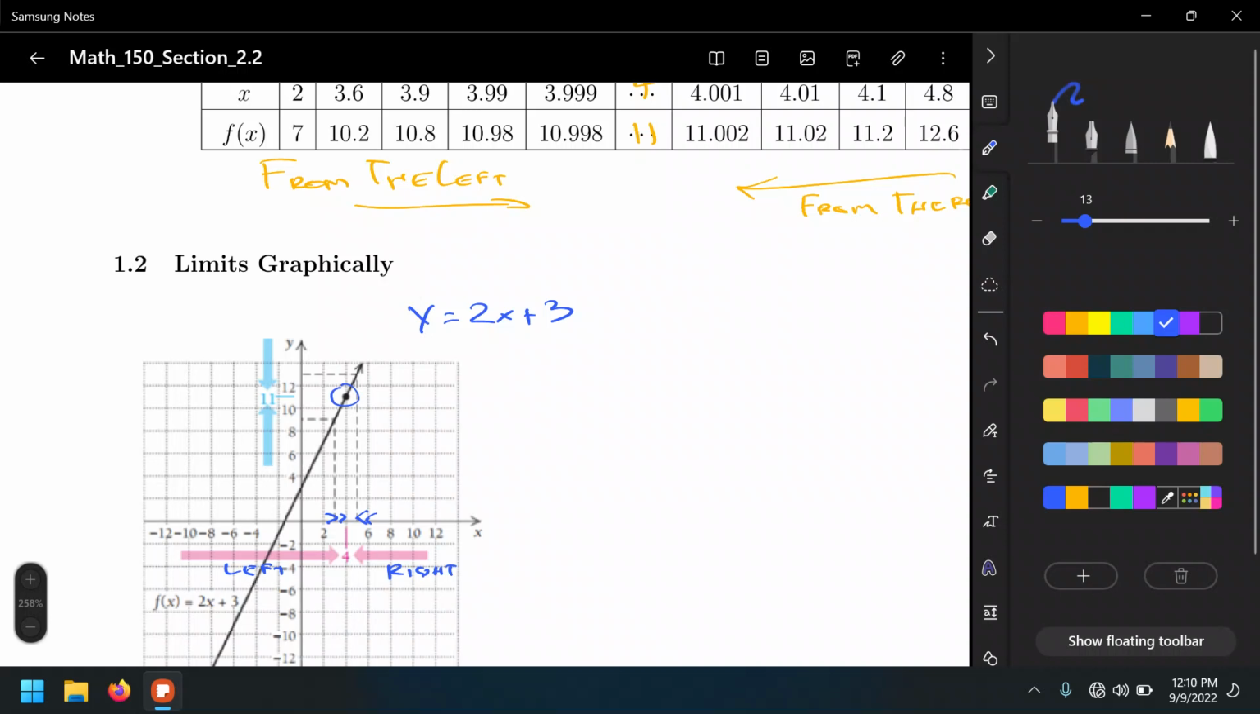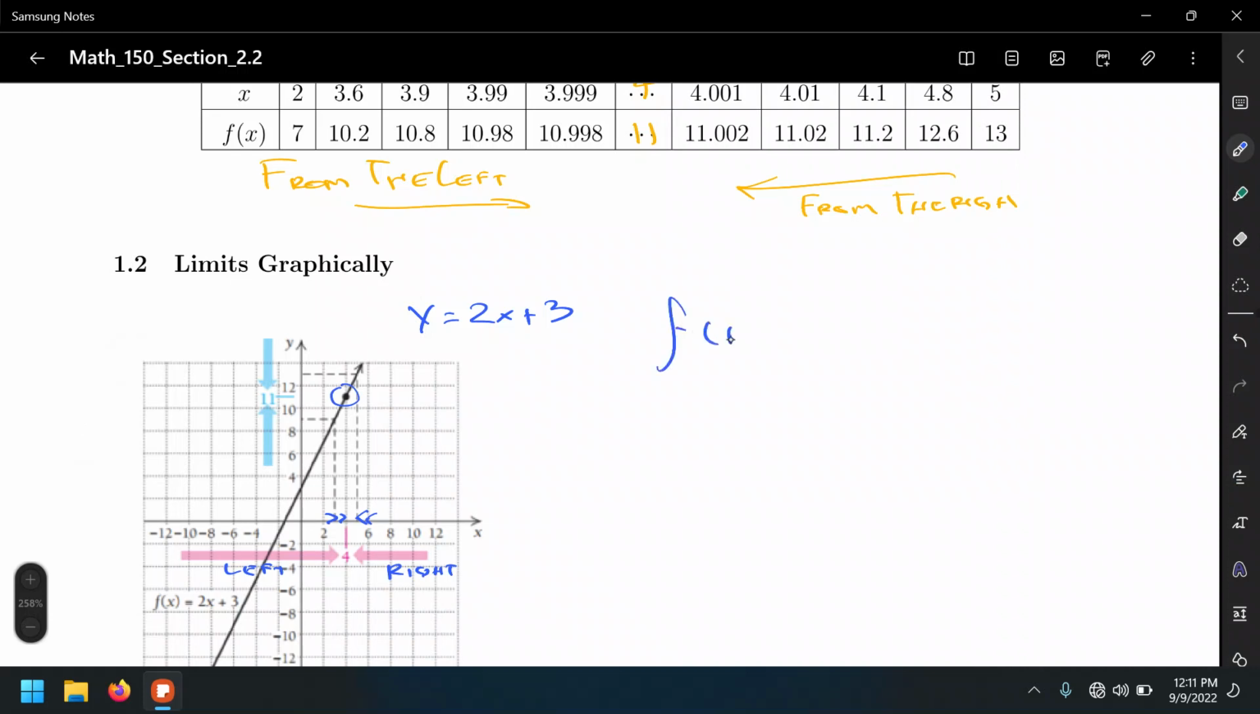However, we need to be very careful with these two different concepts. Number one, the way we write f of 4 equals 11 has one special meaning. Which point do we stand on when x equals 4? That point is (4, 11). In other words, is the function defined? Yes. Can I stand on that point? Yes.